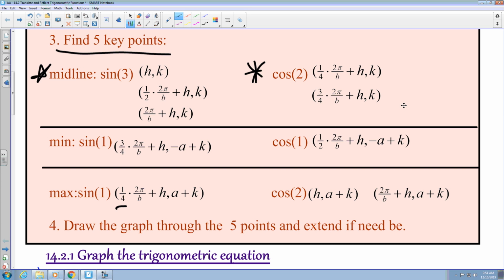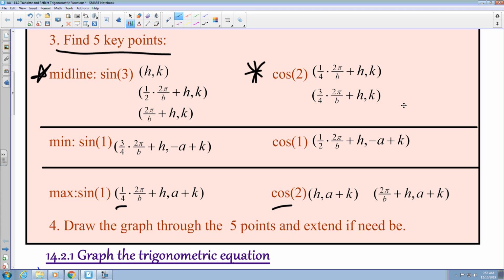If we go into cosine, now, there are 2 midline points. First one is 1/4 times the period plus h comma k. The second one is 3/4 times the period plus h comma k. We have one minimum for cosine, which is 1/2 times the period plus h comma negative a plus k, because it's amplitude a. And then the final one, the maximum, there's 2 in the cosine, just like what it was in 14.1. It's going to be h comma a plus k, and then the period plus h comma a plus k.